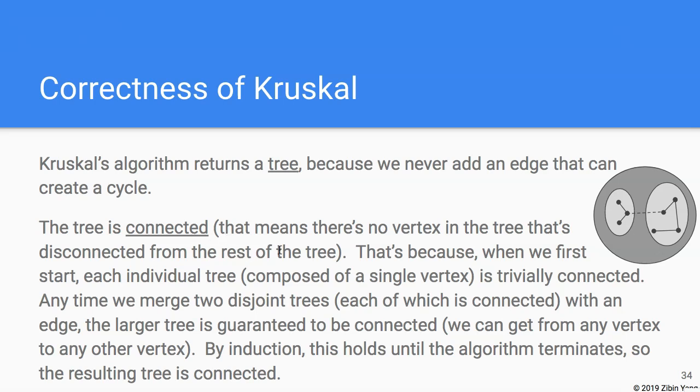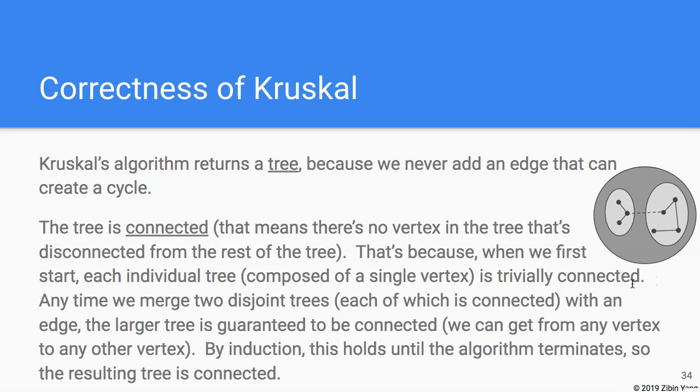And what connected means is that there's no vertex in the tree that is disconnected from all the other vertices in the tree. And the reason that it's connected is that, and this proof is kind of by induction. So the first step that we take is that each individual tree at the beginning, each of them contains a single vertex, right? So a tree with a single vertex is connected, right? Because there's only a single vertex. It's always connected to itself.